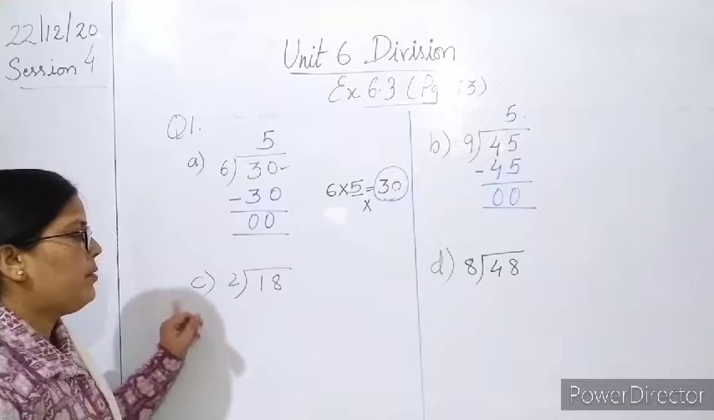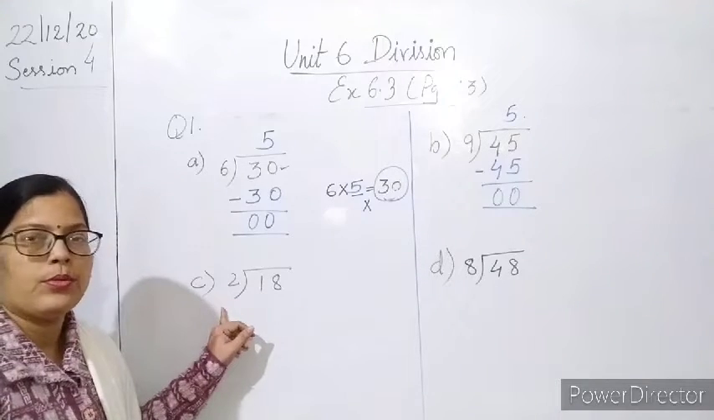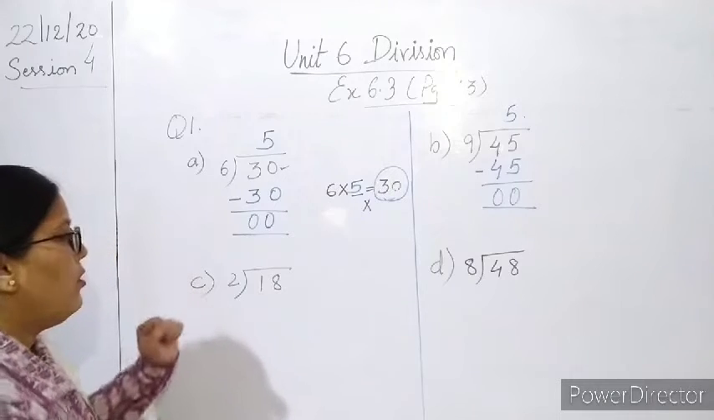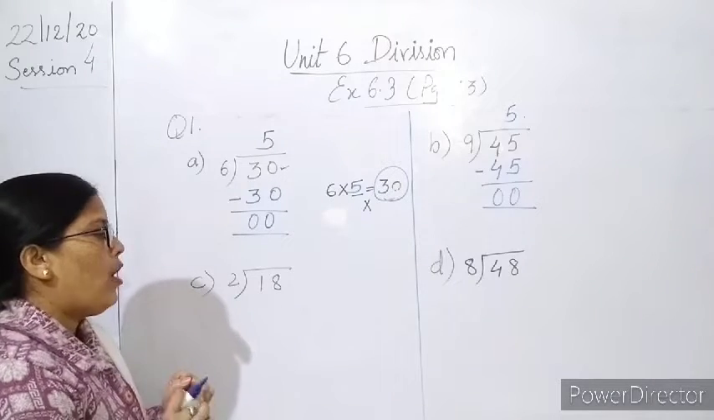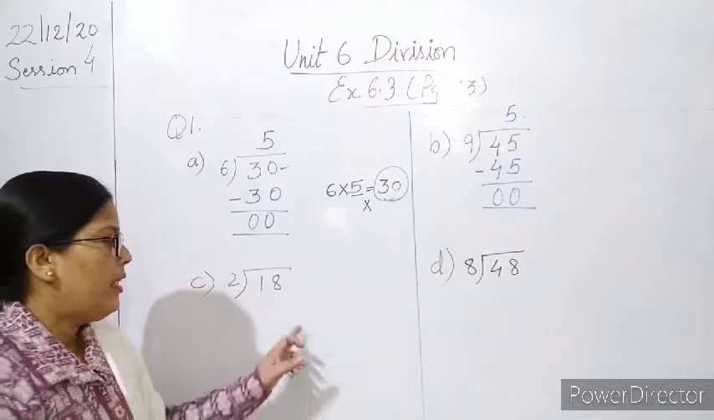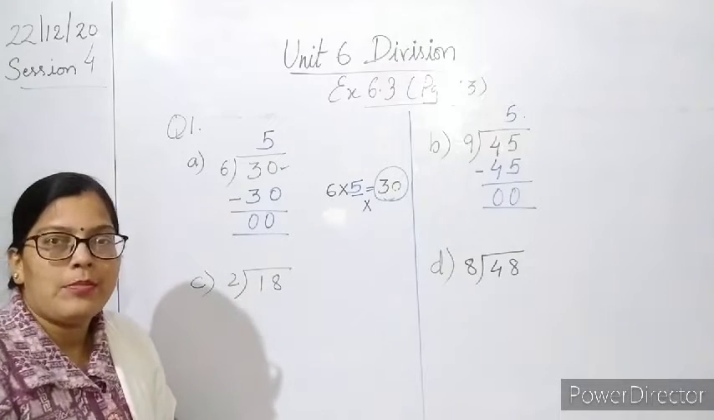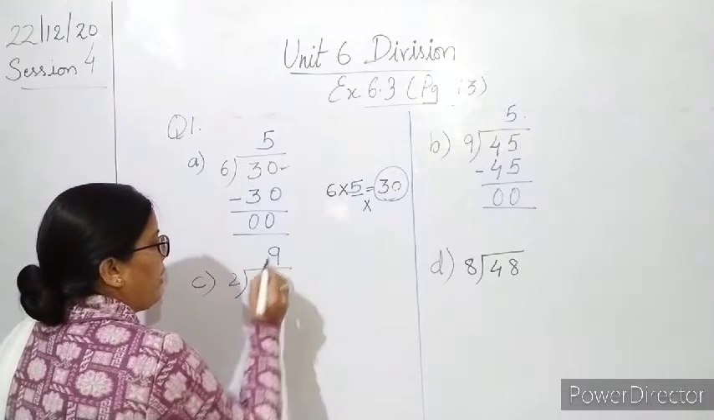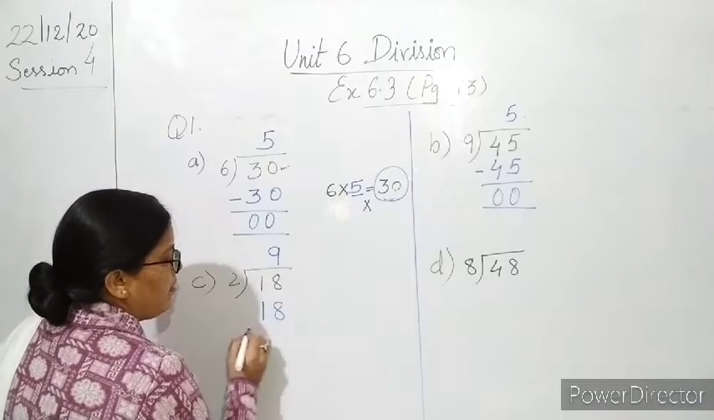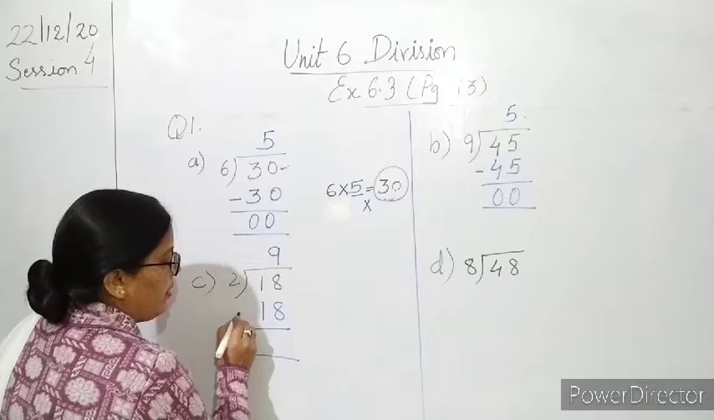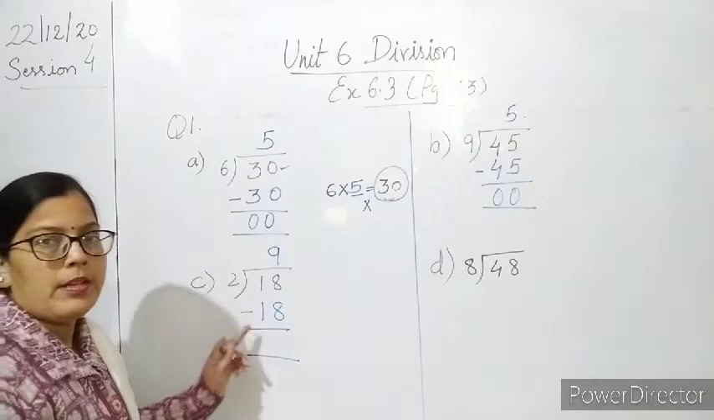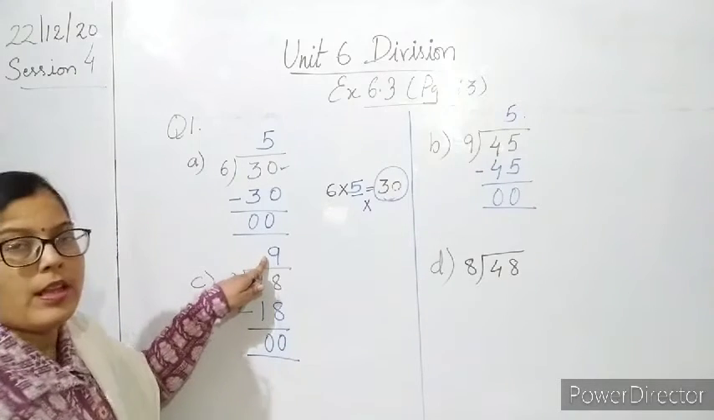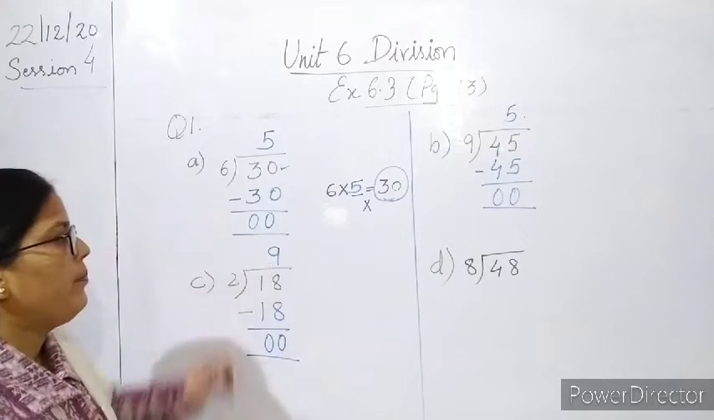Now the next question says 18 divided by 2. It is the same example I just took. By how many times can you divide 18 by 2? It was 9 times. 2 nines are 18. So we'll write 9 at the top here and write 18 again below this dividend, that is 18, and then put the sign of subtraction. Now 18 minus 18 is 0. What is your quotient? Your answer is 9.